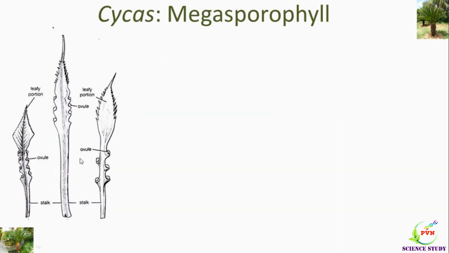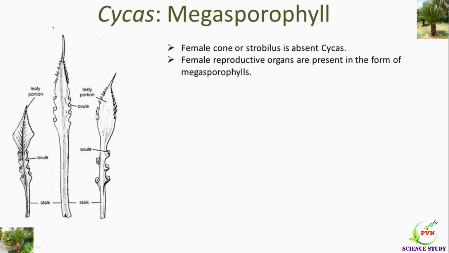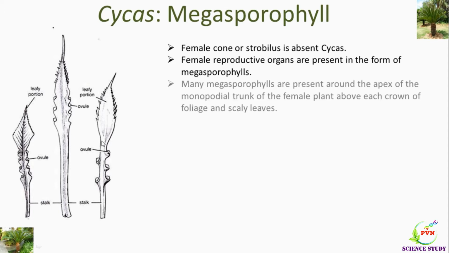So this is the figure which shows Megasporophyll of Cycas. In female Cycas plant, female cone is absent. Here the female reproductive organs are in the form of the Megasporophylls. These are the Megasporophylls of different species of Cycas. This is the Megasporophyll of Cycas circinalis, this is of Cycas rumphii, and this is of Cycas beddomei.